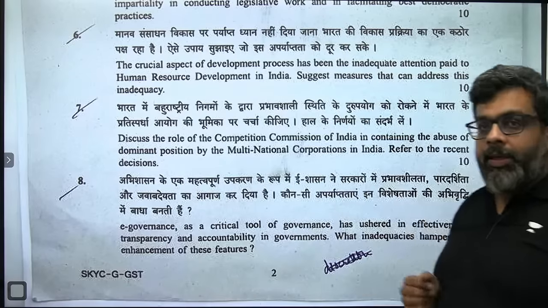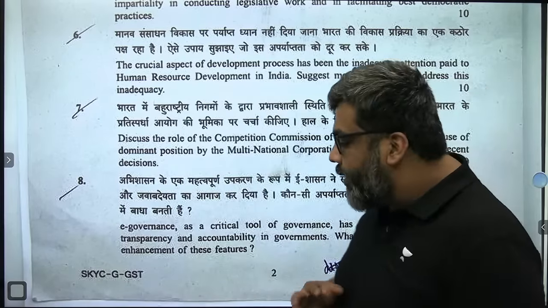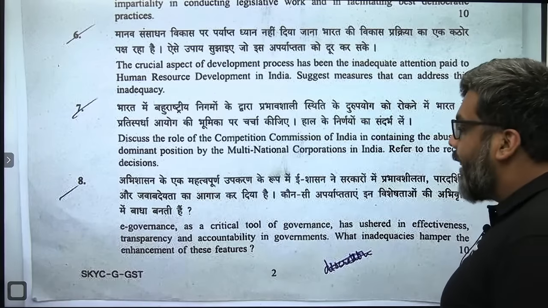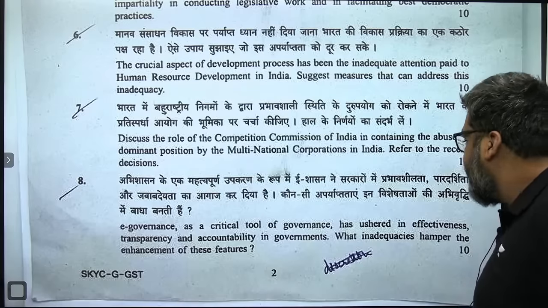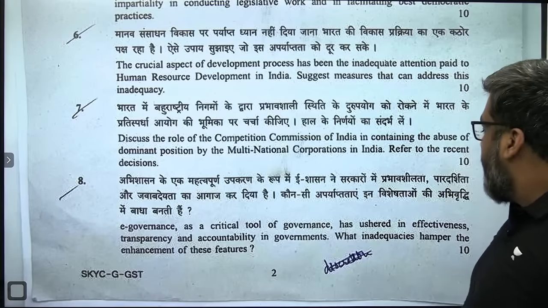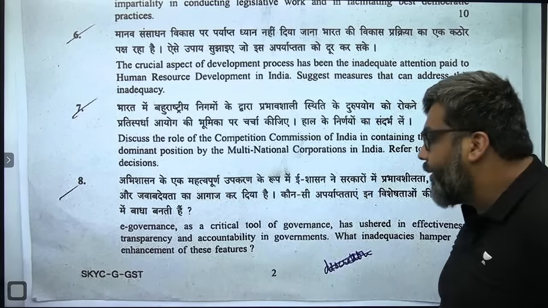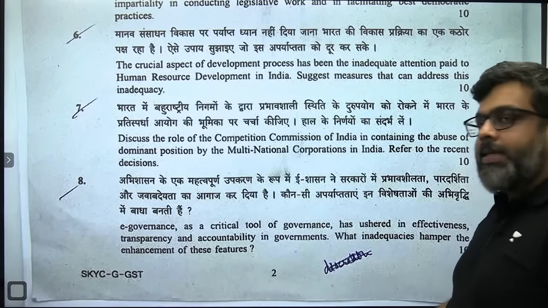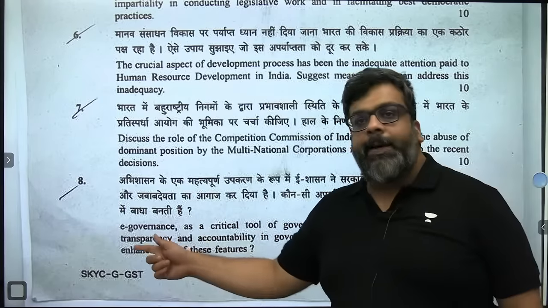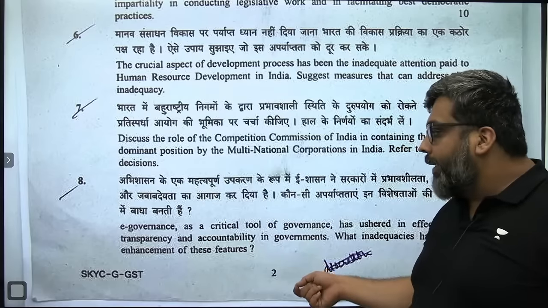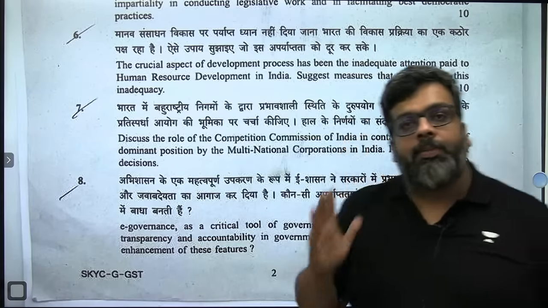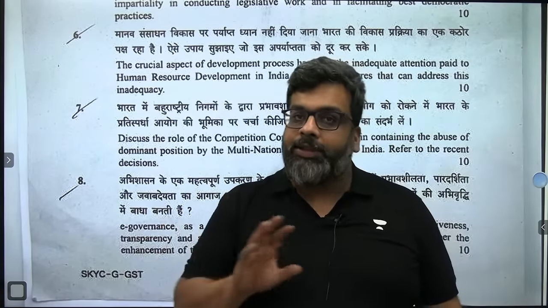Now, the 8th question. I would say the 8th question has been framed in a slightly not very good manner. E-governance, as a critical tool of governance, has ushered in effectiveness, transparency, and accountability in governments. What inadequacies hamper the enhancement of these features? So the question is actually a very simple one. It is saying that e-governance is supposed to be effective, transparent, and accountable. What is stopping e-governance from being effective, transparent, and accountable?